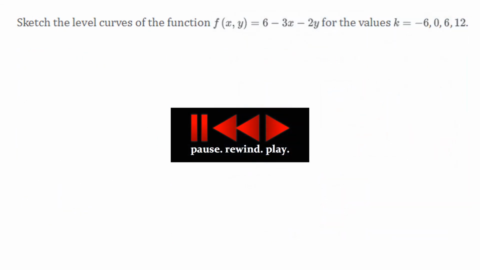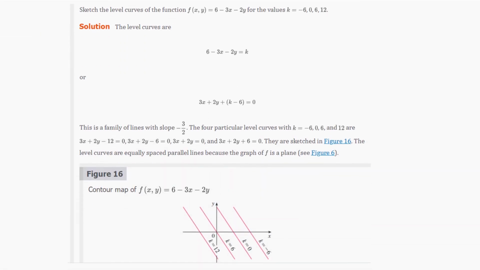So sketch the level curves of this function, z equals f(x, y) = 6 - 3x - 2y, for these specific values of k. You know what to do. Let's see how you did. Okay, so when you do that, what you'll find is that these are planes, but the contour map here is going to be a family of lines, and these are the lines that you get for that. So that is the contour map, and the lines are equally spaced parallel lines because it is a plane.